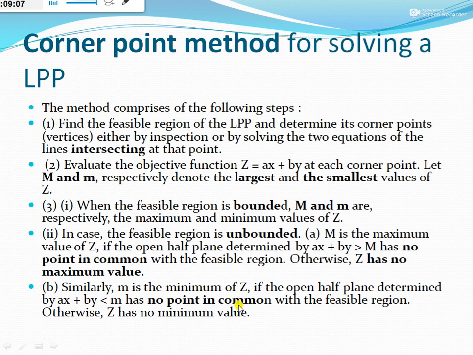Similarly, if M is the minimum value of Z, if the open half plane determined by AX plus BY less than M has no point in common with the feasible region. अगर किसी भी point के साथ common region नहीं है, तो हमारे पास यही M जो है minimum value है. Otherwise, Z has no minimum value.